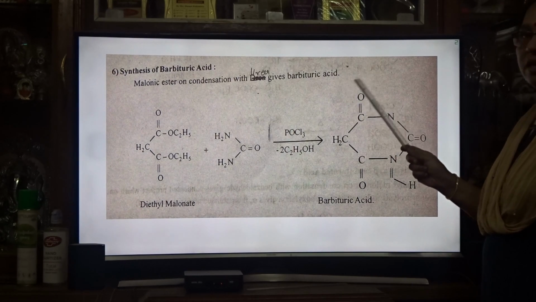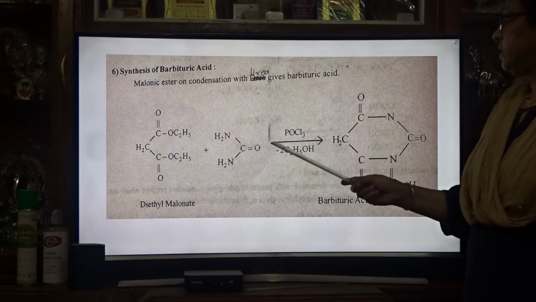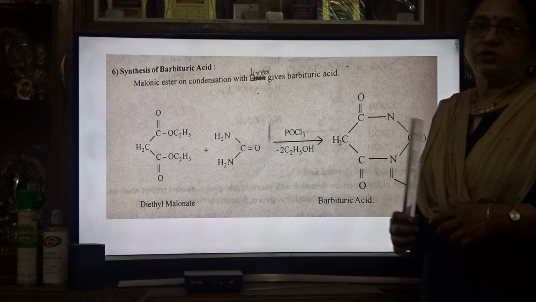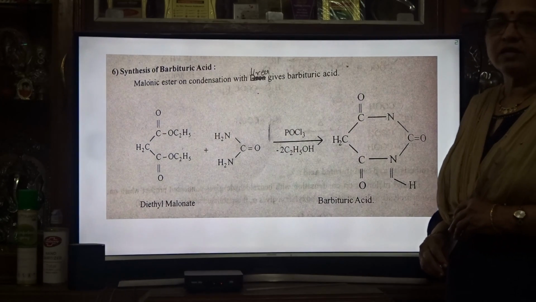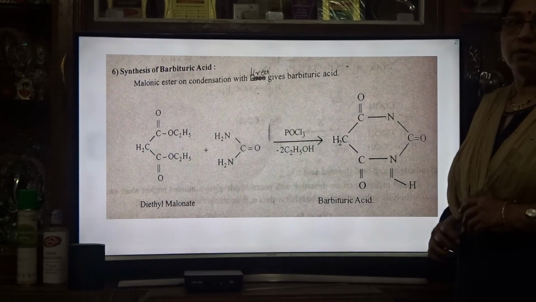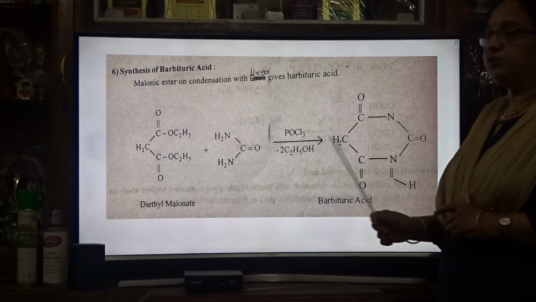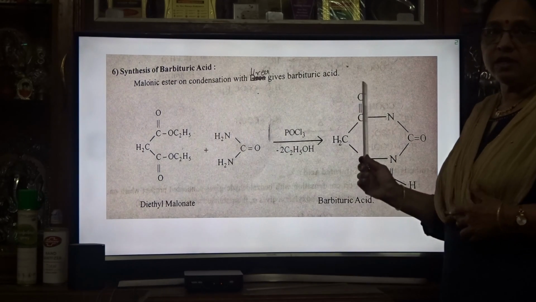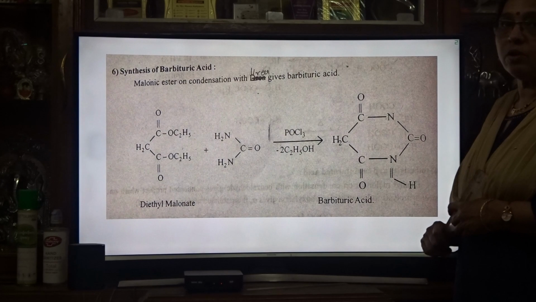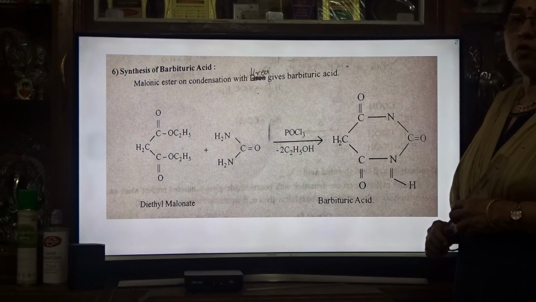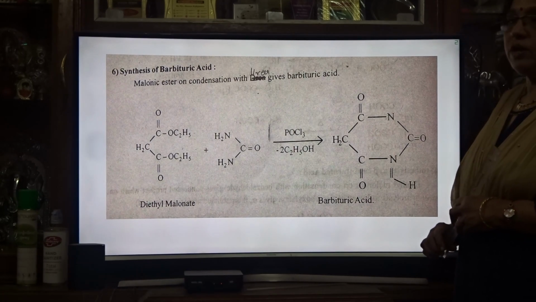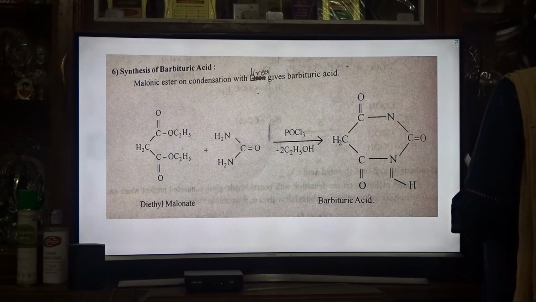So these are all the applications of diethyl malonate or malonic ester. We can also call these reactions, because we are synthesizing useful products from it. So these are also the applications of diethyl malonate or malonic ester.